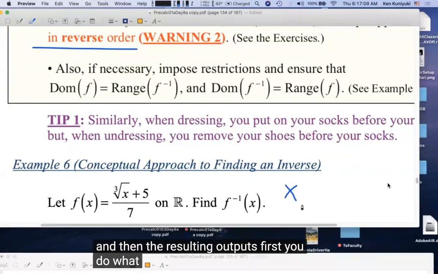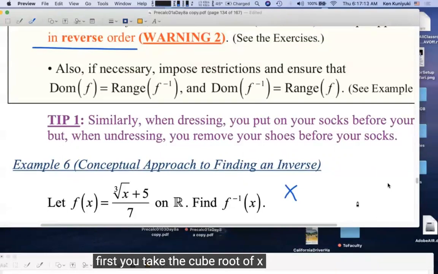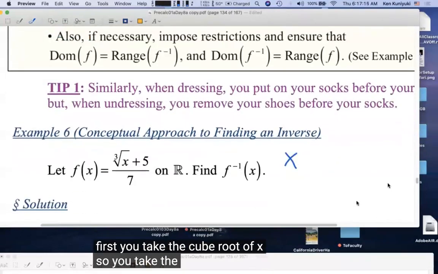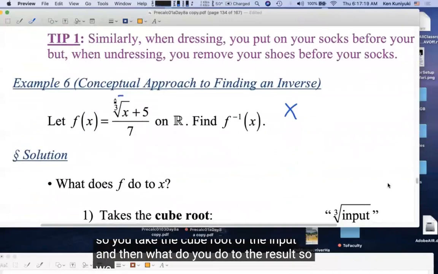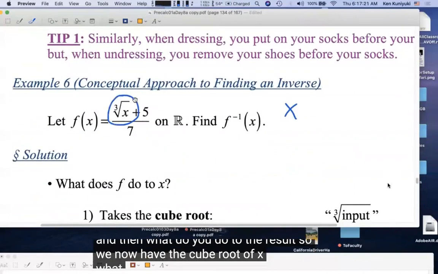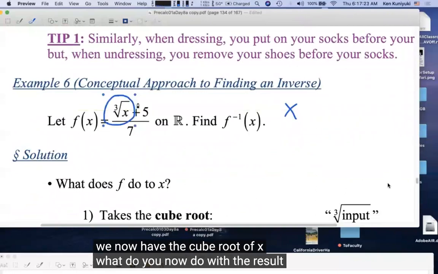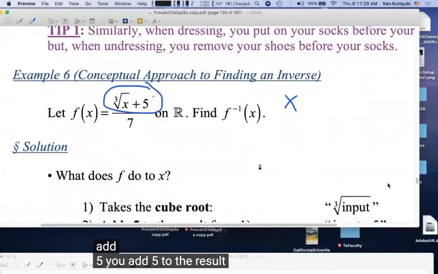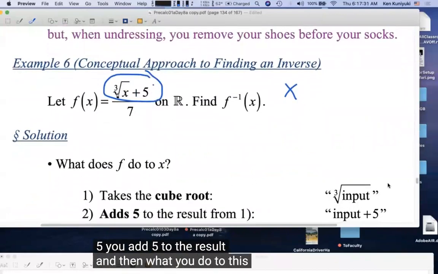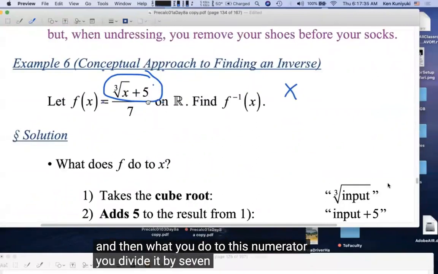First, you do what? First, you take the cube root of x. So you take the cube root of the input. And then what do you do to the result? So we now have the cube root of x. What do you now do with the result? You add 5. You add 5 to the result. And then what do you do to this numerator? You divide it by 7.